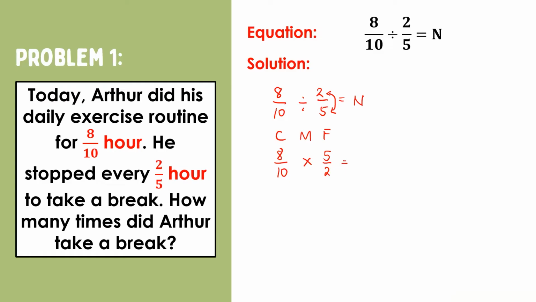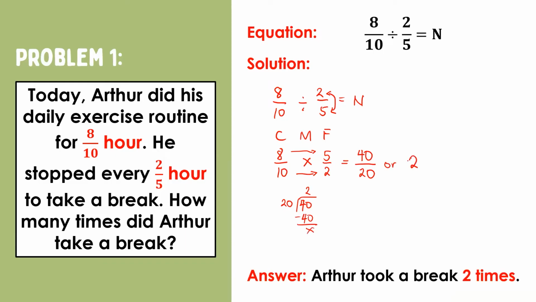Now that the operation was changed to multiplication, let us recall how to multiply fractions. In multiplying fractions, we multiply the numerators, so we'll have 8 times 5, that is 40. Then, we multiply the denominators. 10 times 2 is 20. We now have 40/20. This is an improper fraction, so we need to divide the numerator and the denominator. 40 divided by 20 is 2. So, 8/10 divided by 2/5 is 2. Therefore, Arthur took a break 2 times.